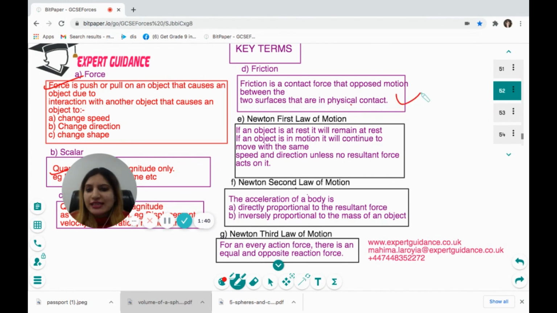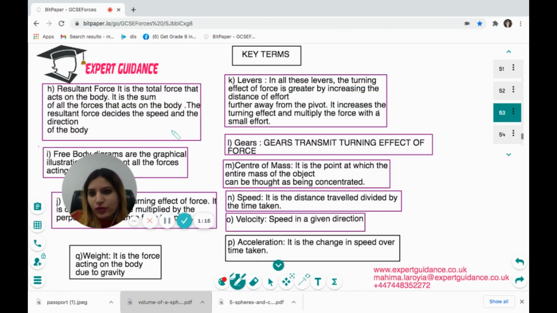Newton's first law says that if an object is at rest, it will remain at rest, or if it is in motion, it will keep on moving with the same speed and direction unless a resultant force acts on it. Newton's second law is force equals mass times acceleration, which says the acceleration of a body is directly proportional to the resultant force and inversely proportional to the mass of the object. And Newton's third law says that for every action force there is an equal and opposite reaction force.